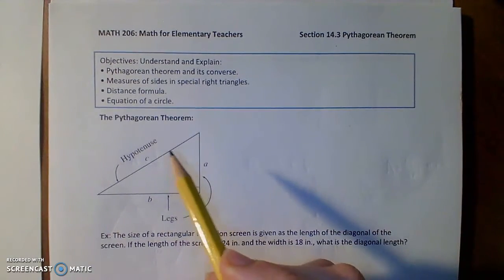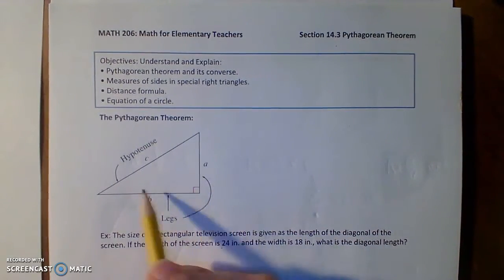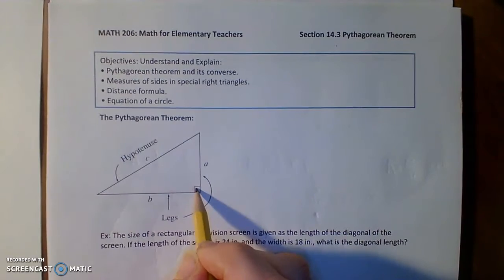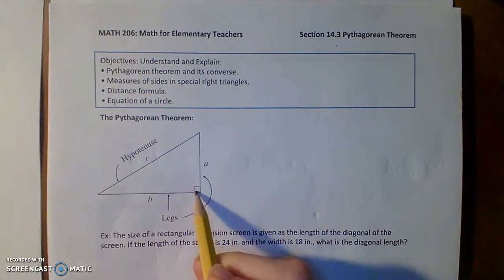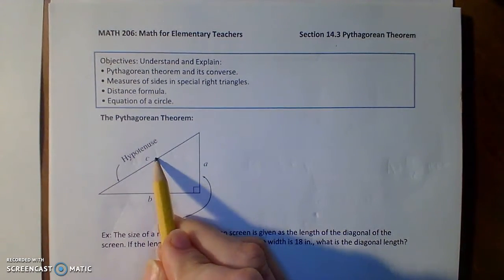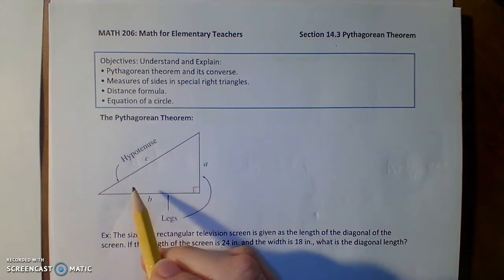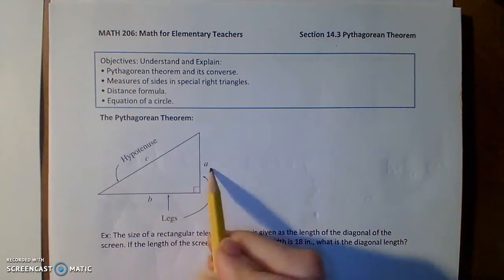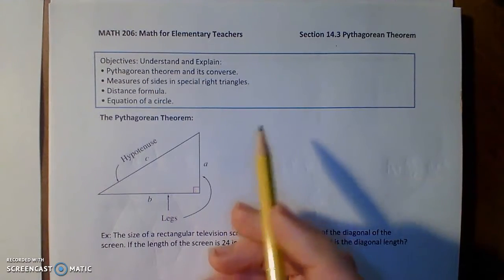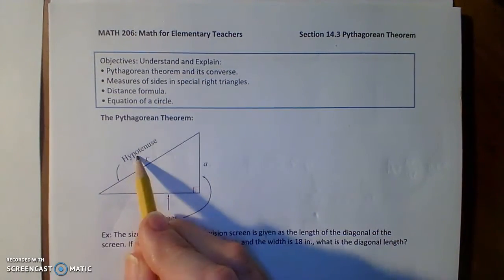So first we need to know some vocab. If you have a right triangle, that means a triangle with a 90-degree angle. We call the side that's opposite the 90-degree angle the hypotenuse, and that's the longest side. And then the two other sides you call the legs. And usually we label them with the side lengths A, B, and C.